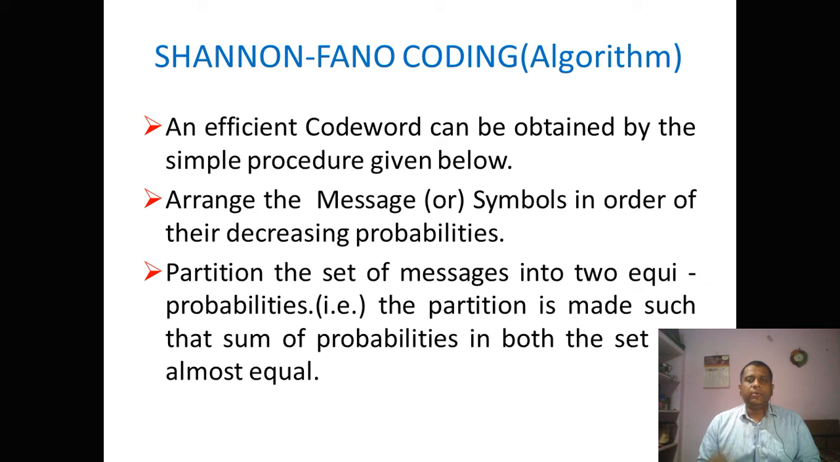An efficient code word can be obtained by the simple procedure given below. Right now we are going to see the Shannon Fano coding algorithm. As in Huffman coding, we arrange the messages or the given symbols in order of their decreasing probabilities. Then partition the set of messages into two equiprobable sets, that is, the partition is made such that the sum of probabilities in both sets is almost equal.